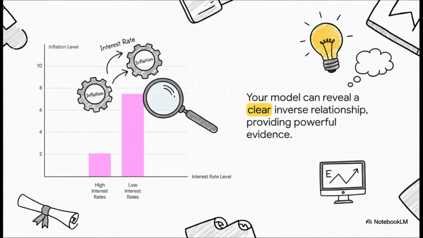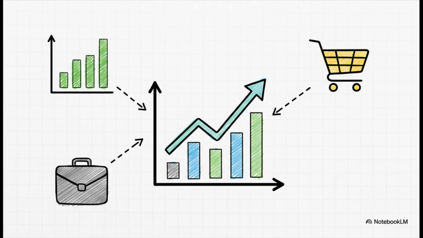Your model could end up showing a clear inverse relationship, something like what we see here. And suddenly, you've got powerful evidence for your dissertation. You're no longer just stating a theory from a textbook, you are showing the data to back it all up. Or hey, maybe you're more interested in finance. You can use EViews to dig into the dynamics of the market. For instance, you could build a model to see how much of a company's stock price is explained by big-picture things like GDP growth, or unemployment, or consumer confidence.